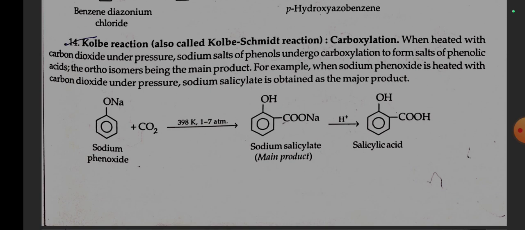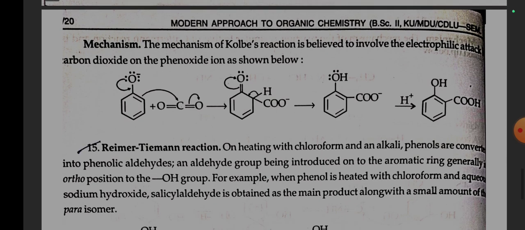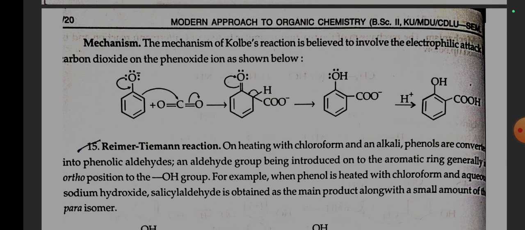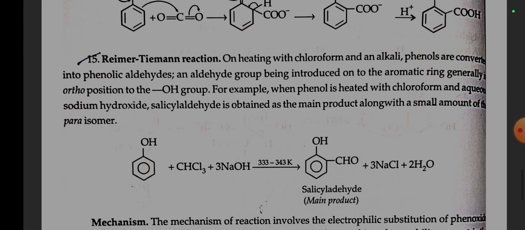14. Kolbe reaction, also called Kolbe-Schmidt reaction. Carboxylation. When heated with carbon dioxide under pressure, sodium salts of phenols undergo carboxylation to form salts of phenolic acids, the ortho isomers being the main product. For example, when sodium phenoxide is heated with carbon dioxide under pressure, sodium salicylate is obtained as the major product. Mechanism. The mechanism of the Kolbe reaction is believed to involve the electrophilic attack of carbon dioxide on the phenoxide ion, as shown below.